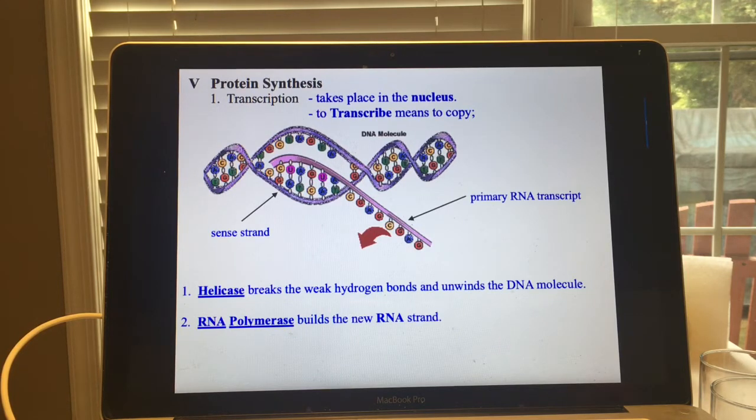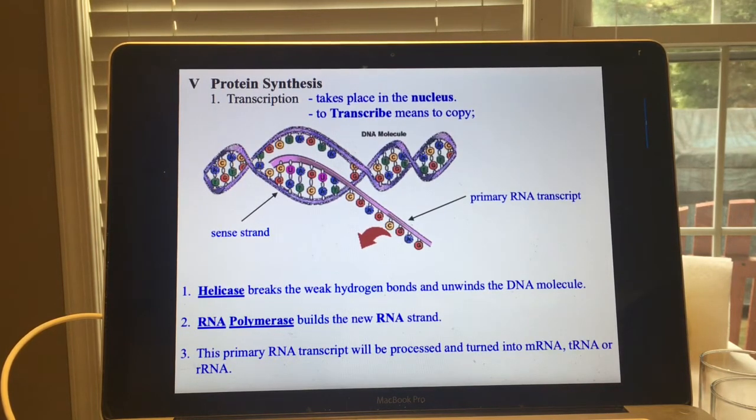And so we have a new RNA strand, which is a primary RNA transcript. This primary RNA transcript is going to be processed and converted into one of three types of RNA. There is mRNA, which stands for messenger RNA, tRNA, which stands for transfer RNA, or rRNA, which stands for ribosomal RNA. In this biology class, we're not going to talk a lot about ribosomal RNA, other than to say that it makes up part of the structure of a ribosome.